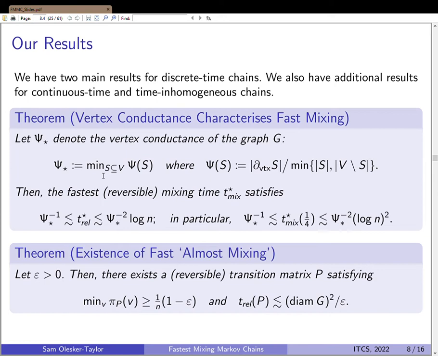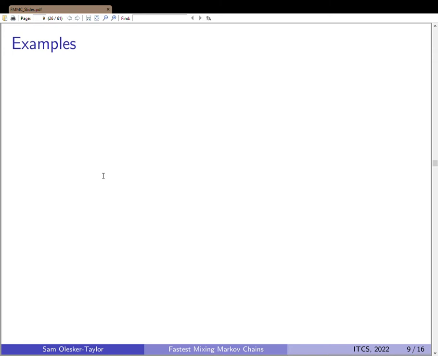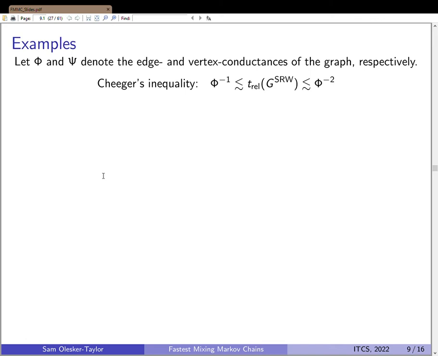Okay, so now I'll just do a couple of examples and then we'll talk briefly about how to prove these two statements. So I'll just let phi and c denote the edge and vertex conductances respectively, and just a reminder that Cheeger's inequality says that the relaxation time for the simple random walk is characterized by the edge conductance in this particular form.